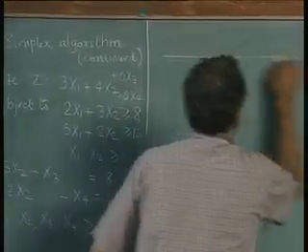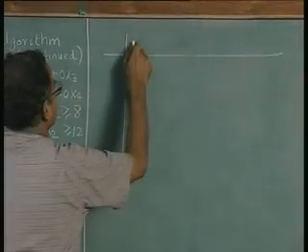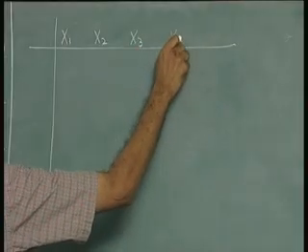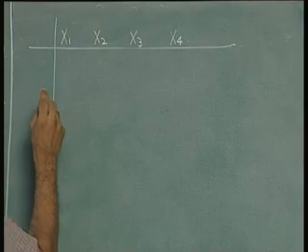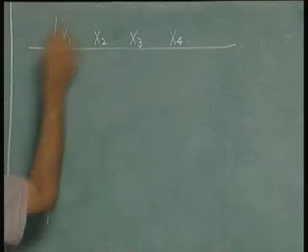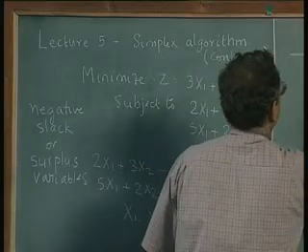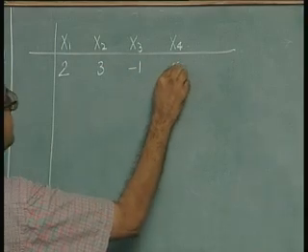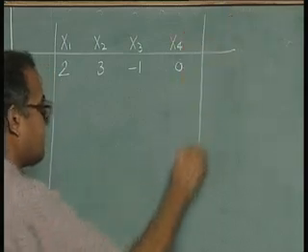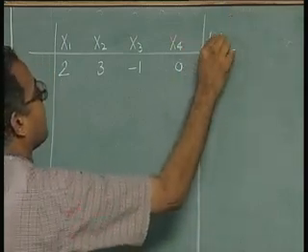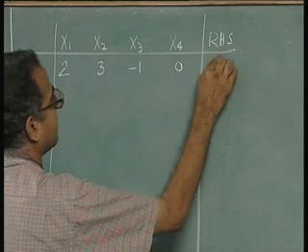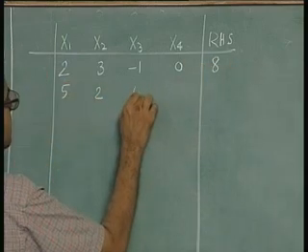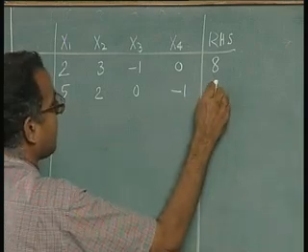Now what we do here is we set up the table with x1, x2, x3, x4 and we write this is a minimization. So we write 2x1 plus 3x2 minus x3 plus 0x4 equal to 8, 5x1 plus 2x2 0 minus 1 equal to 12.